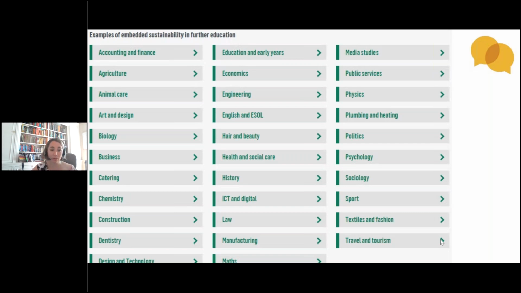So for example, in the sport category, there's an organisation called the British Association for Sustainability in Sport. They've got heaps of information that's really relevant to sports and sports science and sports and nutrition and so on and so forth that you can go and explore.